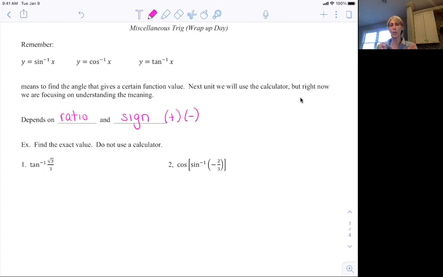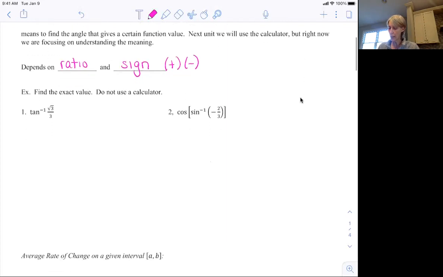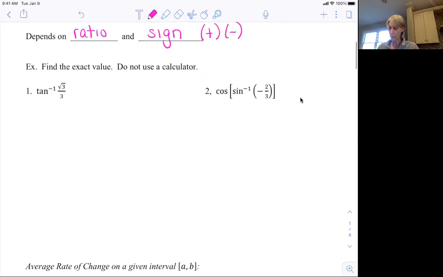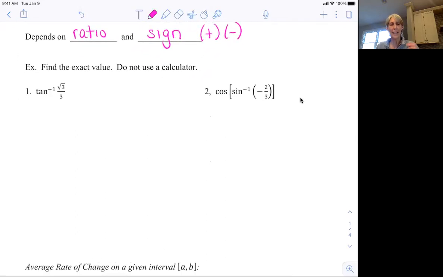And we had special rules. For instance, with the sine curve, if the function value is positive, our answer will be the first quadrant value of that angle that gives that ratio. And if the function value is negative, we're going to use the fourth quadrant value of that angle that gives us that given ratio.